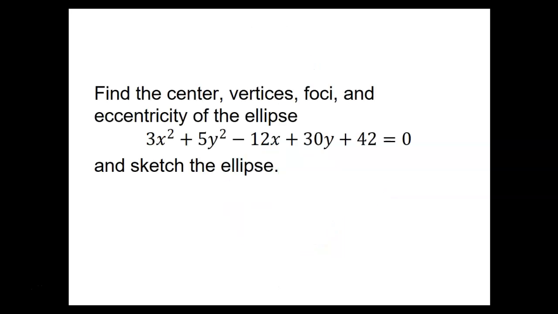Next example. Find the center, vertices, foci, and eccentricity of the ellipse 3x squared plus 5y squared minus 12x plus 30y plus 42 equals 0, and sketch the ellipse.